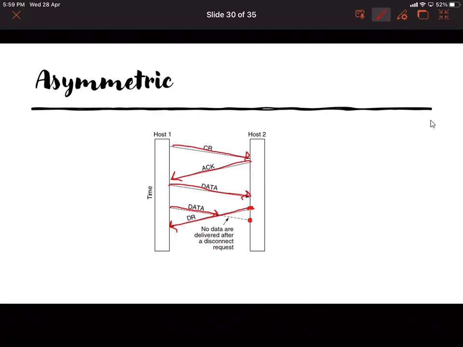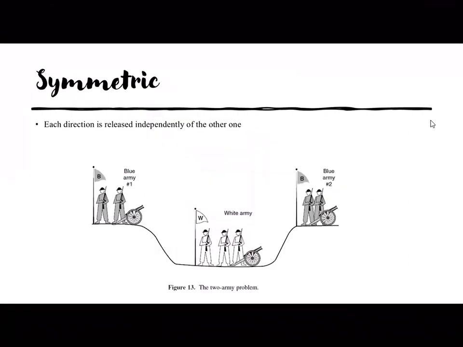So in asymmetric connection release, there is always some risk of losing data. Any party can decide to disconnect without waiting for any confirmation from the other party. That is asymmetric. In symmetric connection release, each party can release the connection independent of the other one. Both parties will have to agree that the connection is to be released.